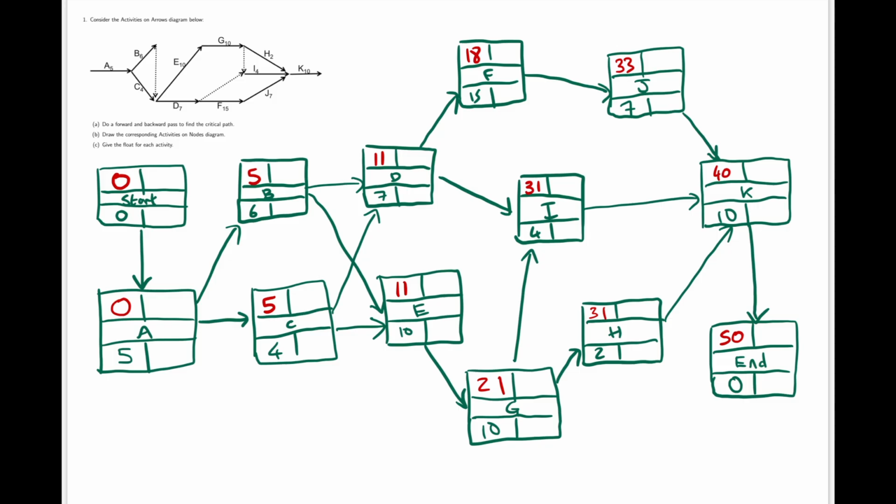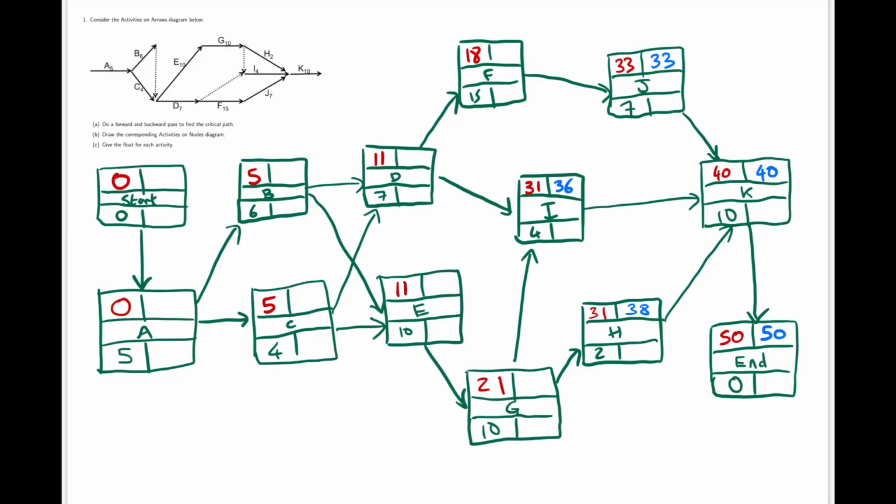The latest time we can begin the end activity without delaying the project will be the same as the earliest time we can end the project. That is 50. For K then, we want to take this 50, the latest time we can end the project, minus the duration of K. That would be 40. For J, we take 40 minus 7 is 33. H is going to be 40 minus 2, it's going to be 38. I is going to be 40 minus 4, that's going to be 36.